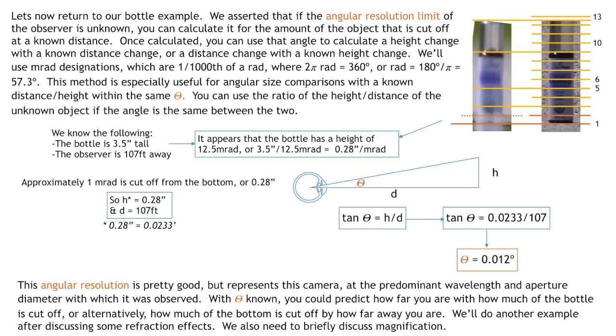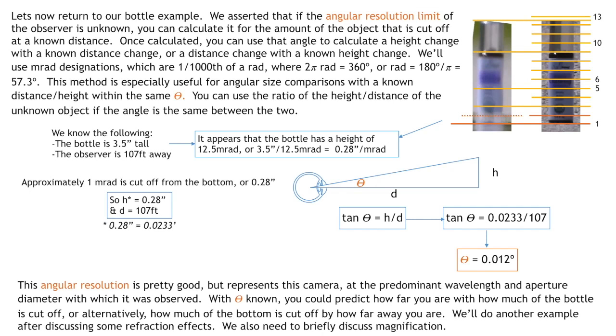You can use the ratio of the height to distance of the unknown object if the angle is the same between the two. In other words, if one object is within or obscuring a distant object, they are assumed to have the same angular size, and you can then use the ratios to calculate the distance or height between the two. That's not what we're going to do here, but you can see the effect of doing some calculations on pictures. So we know the following within this picture.